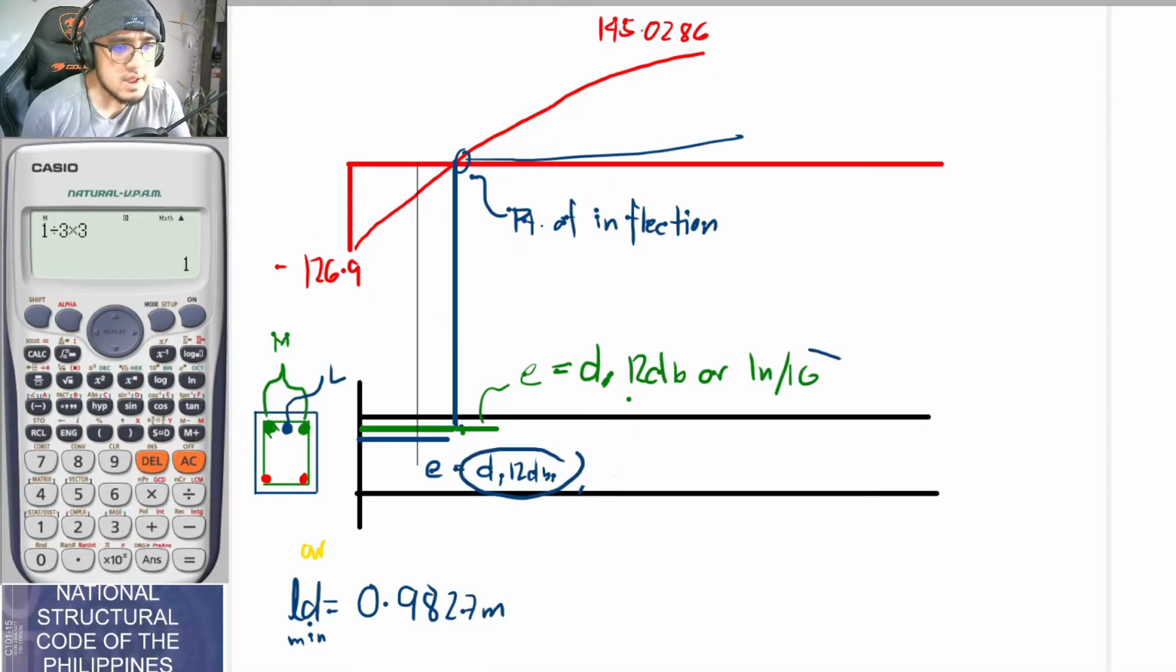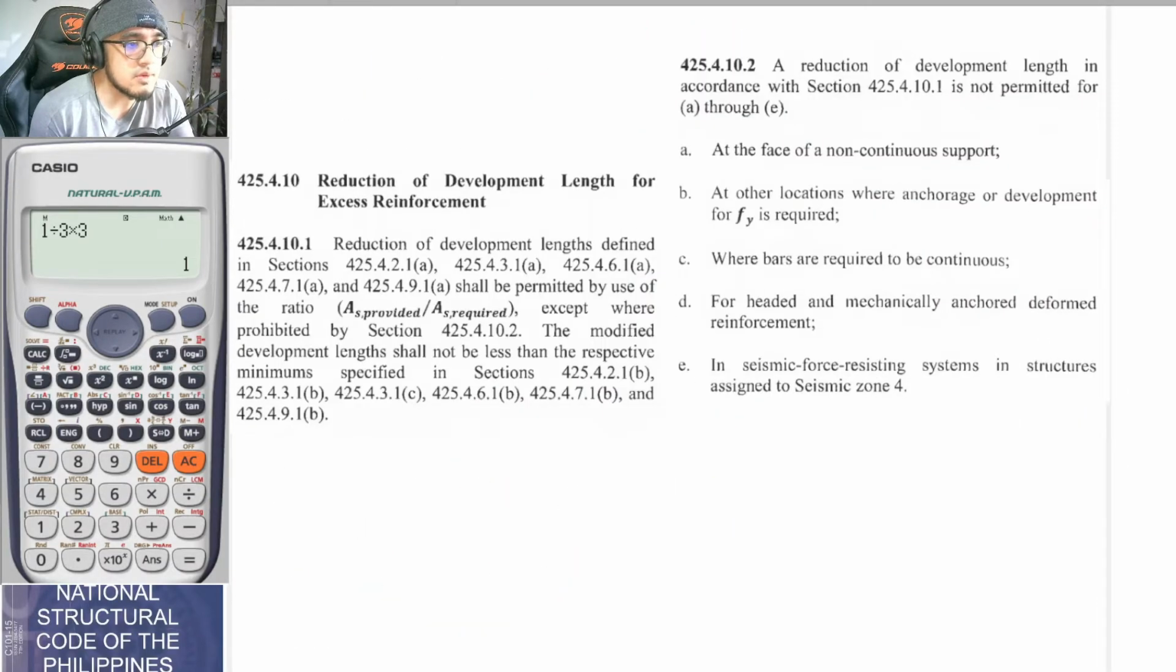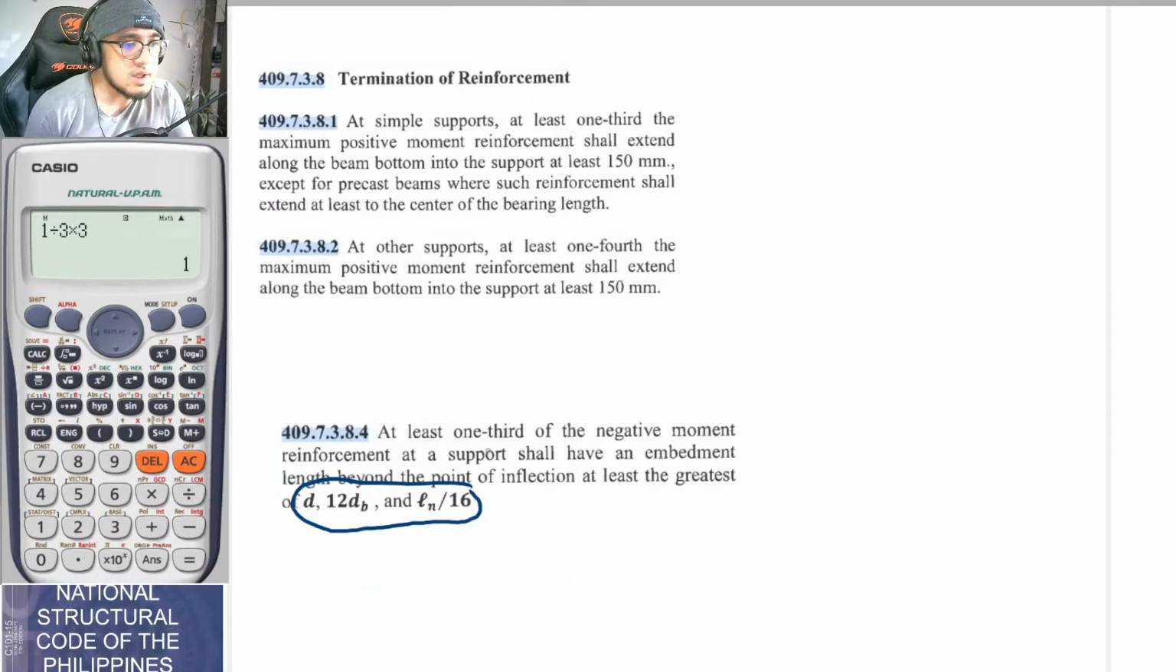So why did we not include ln over 16? Because if we go back to this provision, it is said here that at least 1/3 of the negative reinforcement. And if you are to talk about this, 1/3 of the negative moment. So this, guys, what is this? This is just for bars M. So for your bars L, just remove this. So this is just for your bars L.